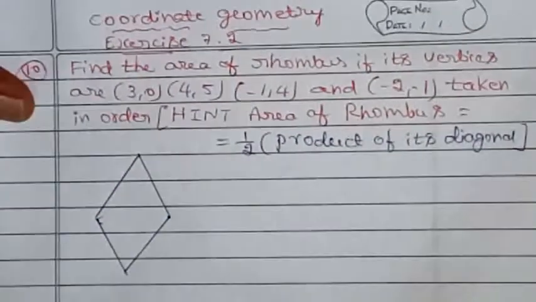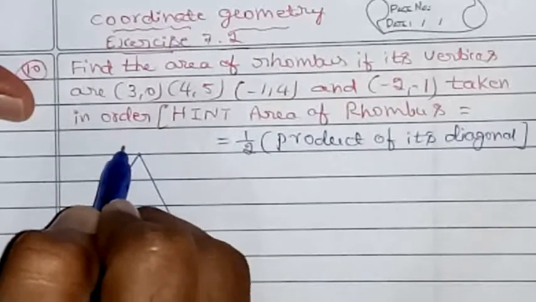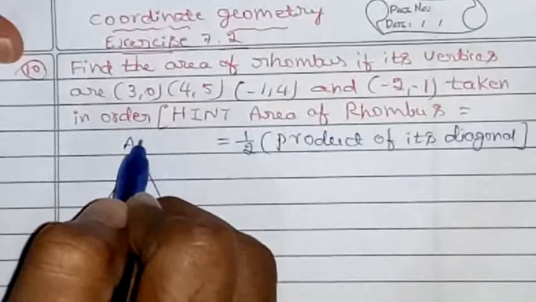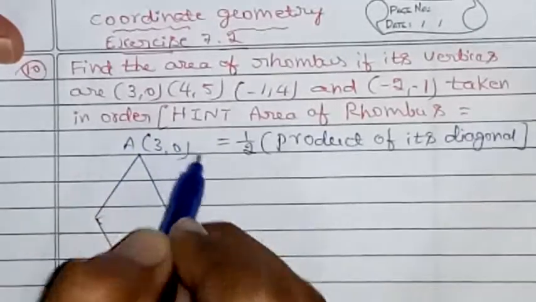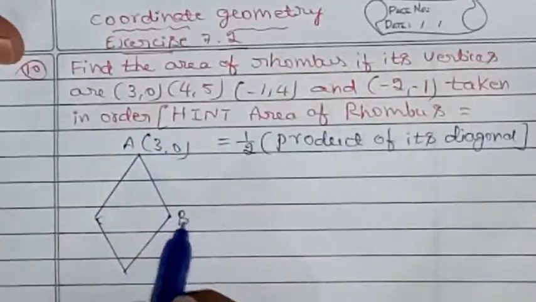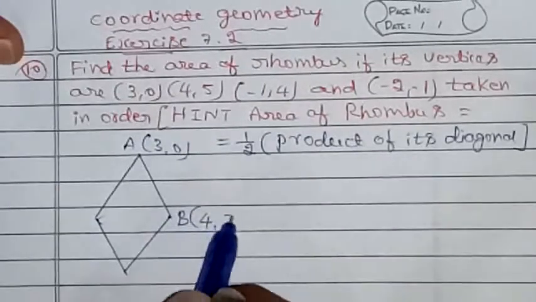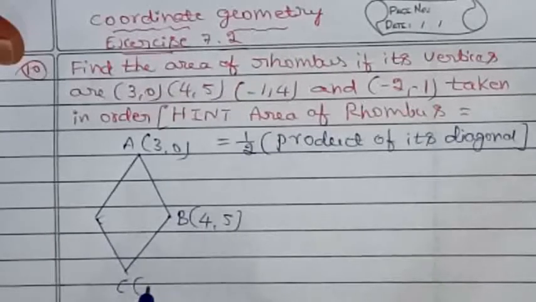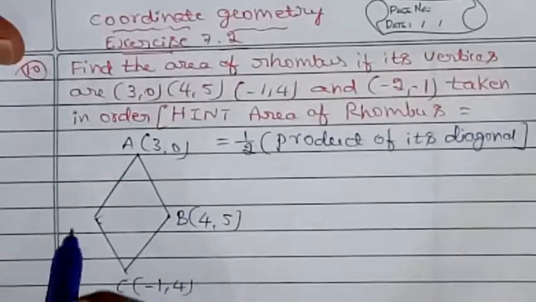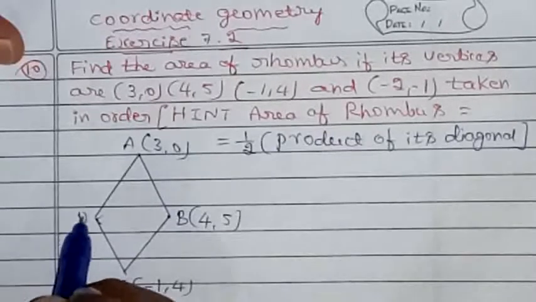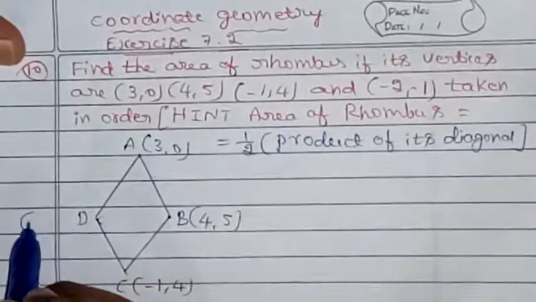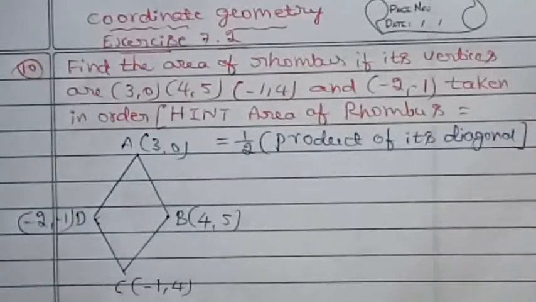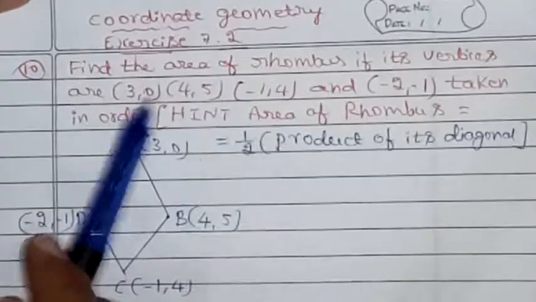So let me write the vertices of the rhombus. I'll call this A. They have given the vertices of the rhombus, A, right? So A is how much? (3, 0), and we need to take the next one as B, and the coordinates of B are (4, 5), and the next one as C, nothing but (-1, 4), and this one as D, and the coordinates of D are (-2, -1). Clear, children?